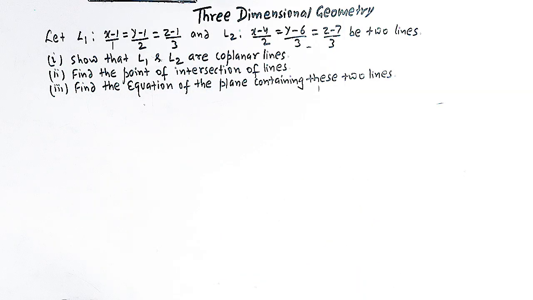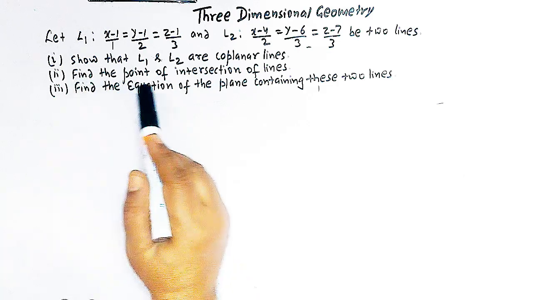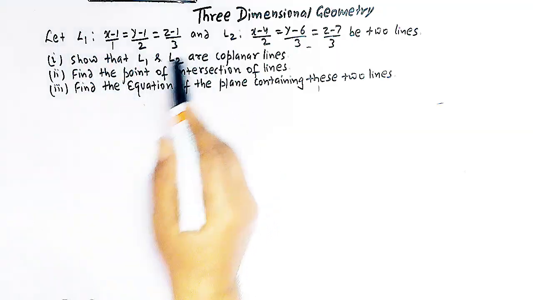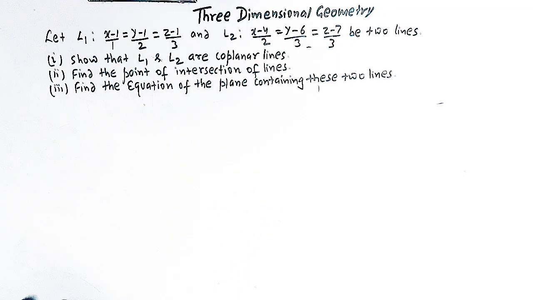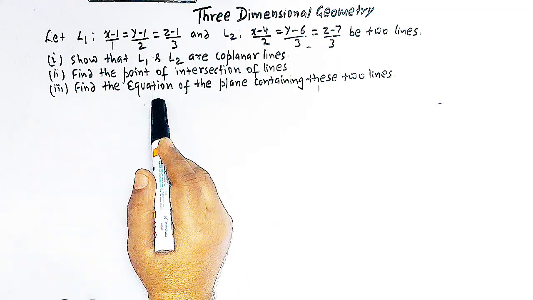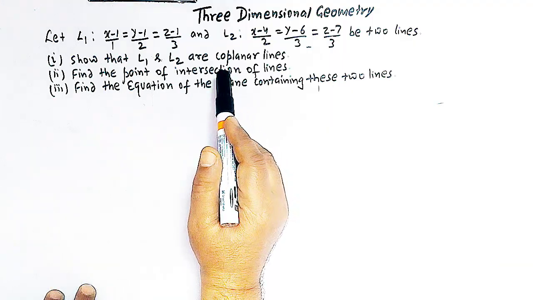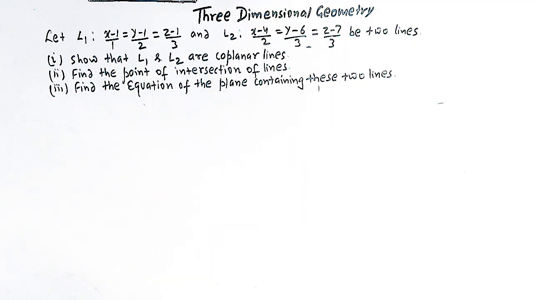So here we'll see the concept of coplanar lines, and then we have to find the point of intersection of these two lines L1 and L2, and then we have to find the equation of the plane containing these two lines, right? So let us first quickly see the concept of coplanar lines and intersecting lines.